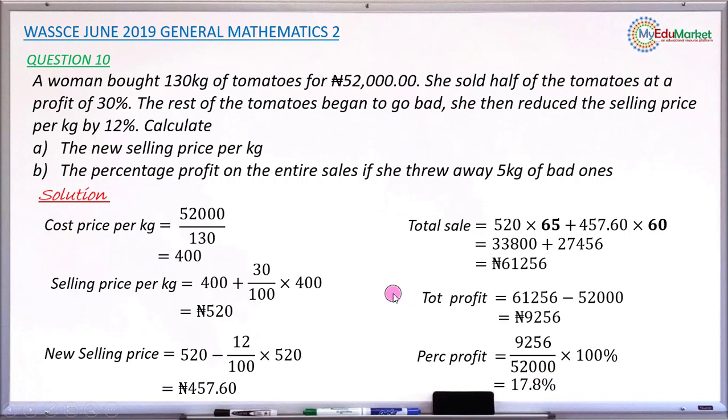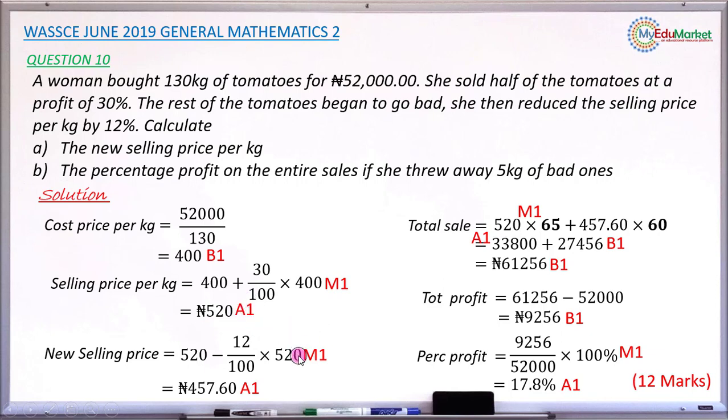So let me quickly share with you the mark distribution for this question as it is in the marking scheme. The very first mark is a bonus one mark, and this bonus one mark is for getting the cost price per kg of tomato as 400 naira. Next mark is for attempting to get the selling price at a profit of 30%. Substituting in this formula, you have this method one mark. And when you have the selling price per kg as 520 naira, you have this accuracy one mark.